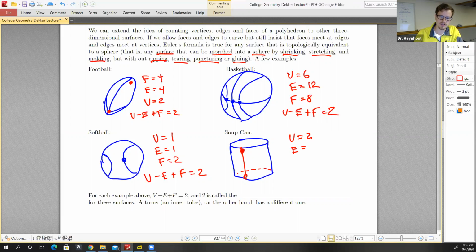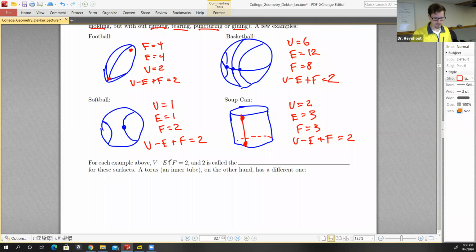For the edges, there's the edge connecting the 2 vertices, and then the loop at the top of the can, loop at the bottom of the can to give 3 edges. And then the faces are the top, the bottom, and then the one face that goes all the way around. So V minus E is a -1 plus 3 is 2. Every time. For anything that's equivalent to a sphere. Anything that can be squished into a sphere.